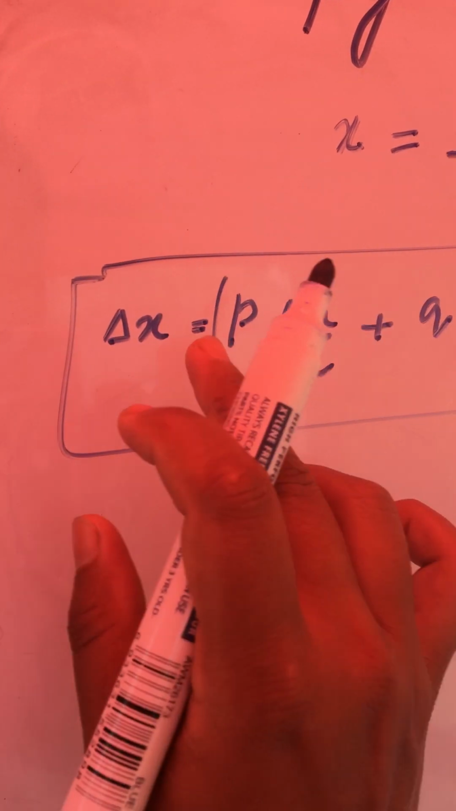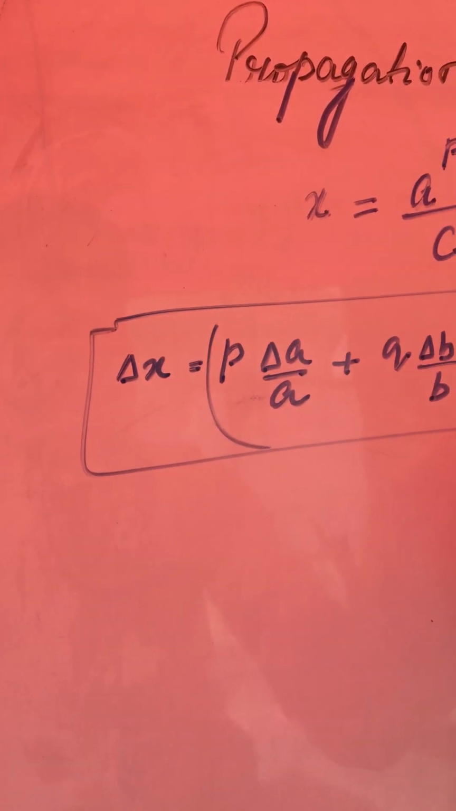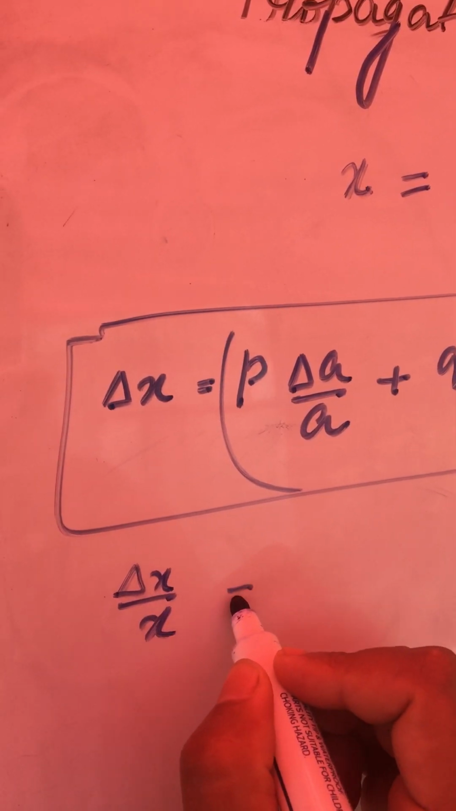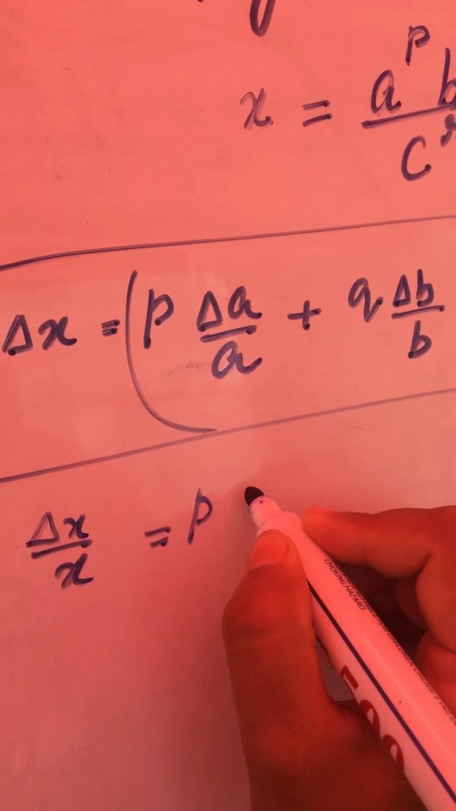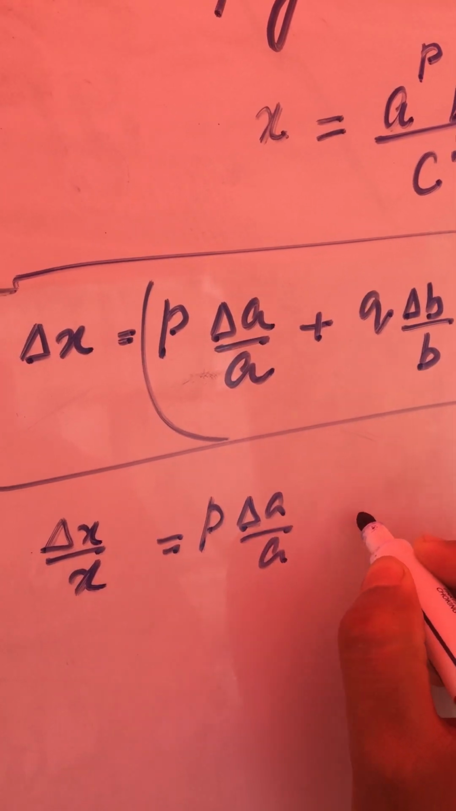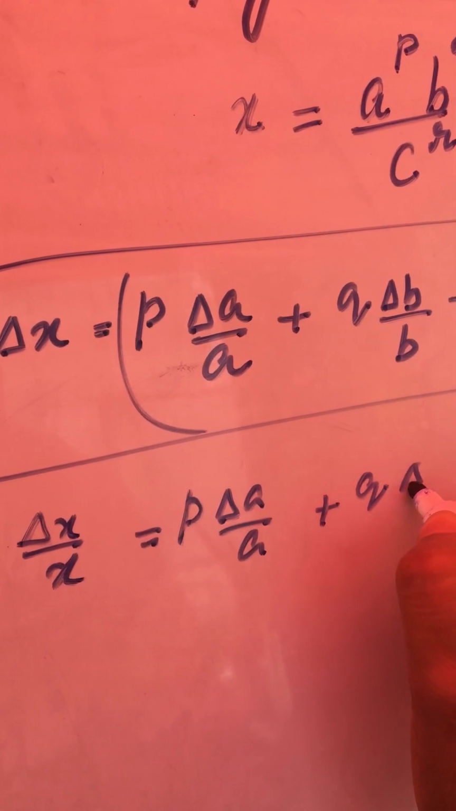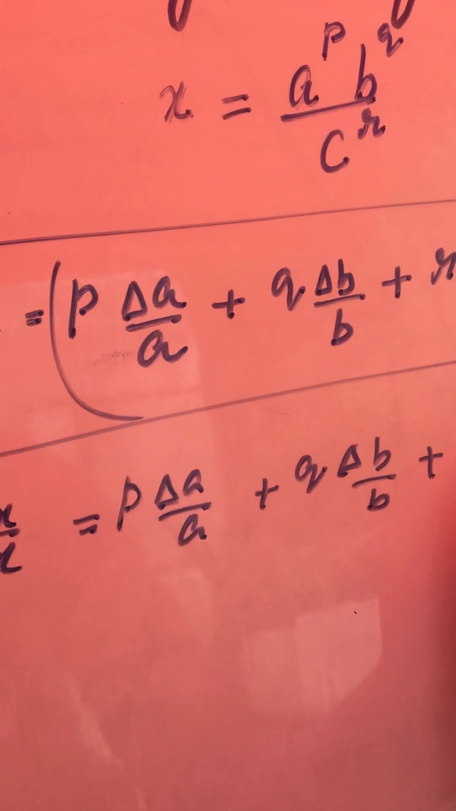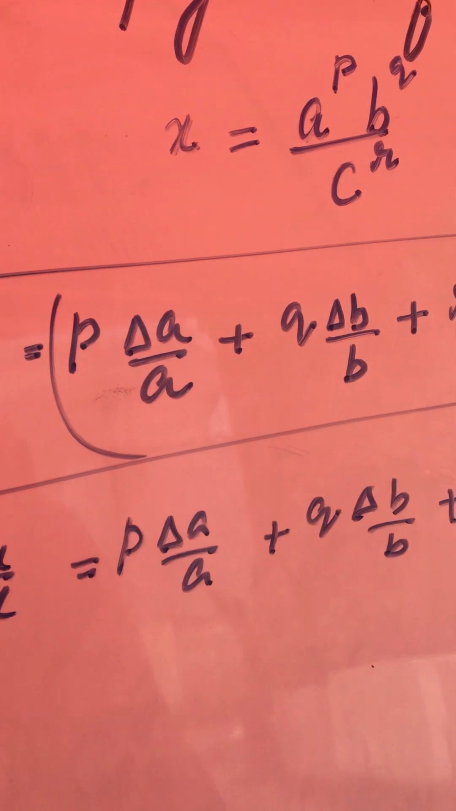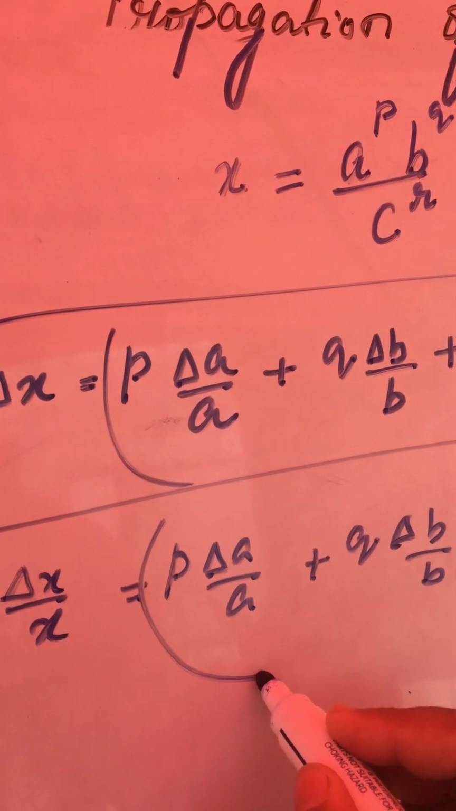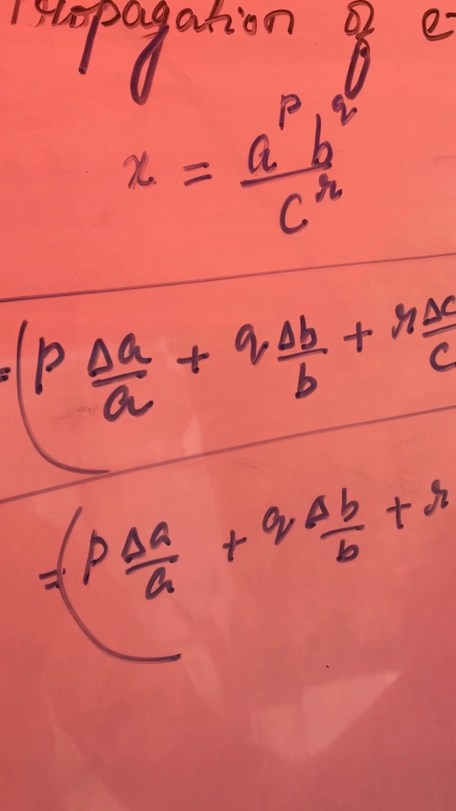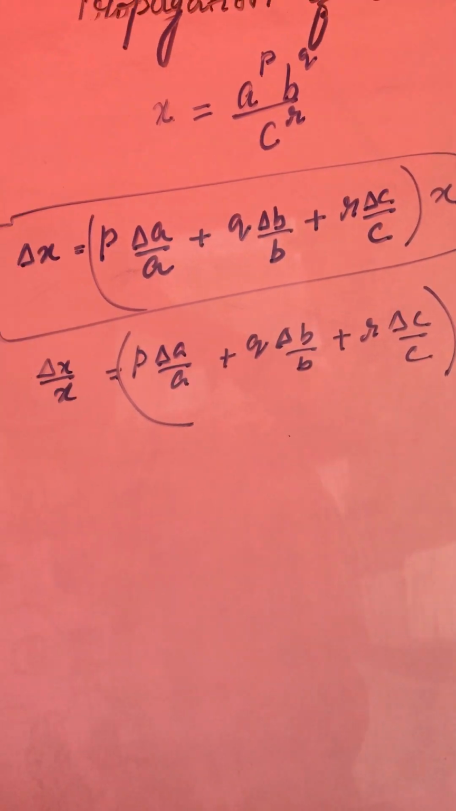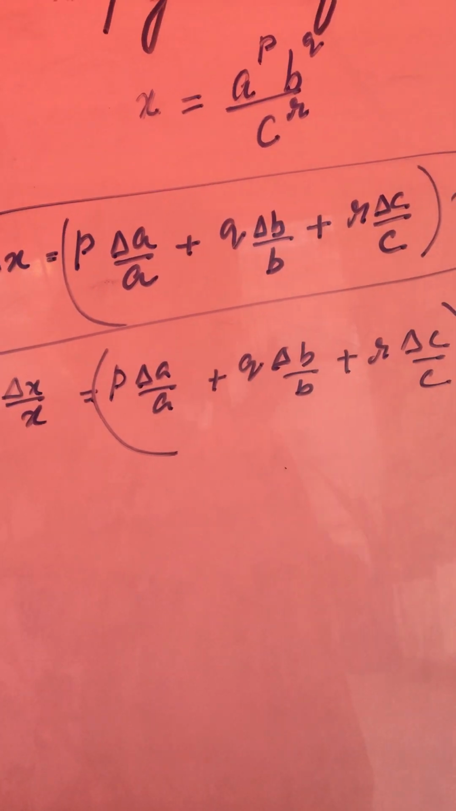Then what will be the relative error? When I transfer this delta x down, it will be the relative error: p delta a by a plus q delta b by b plus r delta c by c. Now when I multiply it with 100%, it will become the percentage error. All right, so with this can we do the numericals?